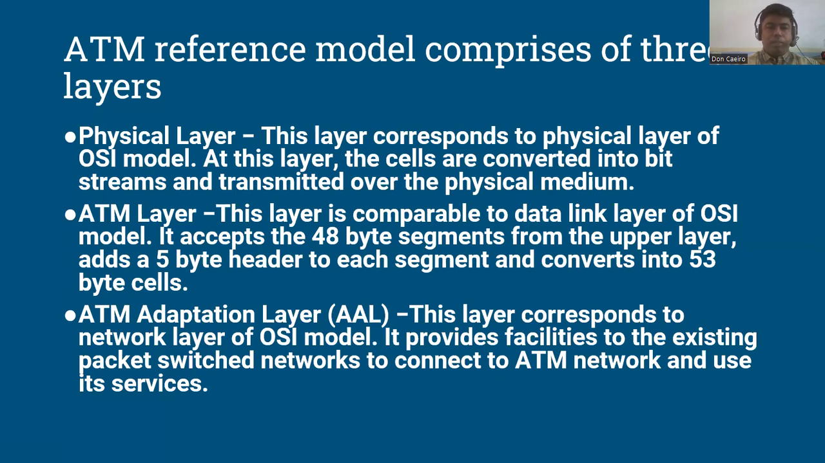The ATM layer is comparable to the data link layer of the OSI model, where it accepts 48 byte segments from the upper layer and adds a 5 byte header to each segment, converting them into 53 byte cells that are used for transmission of data. The ATM adaptation layer corresponds to the network layer of the OSI model, which facilitates existing packet switch networks to connect to the ATM network and use its services.